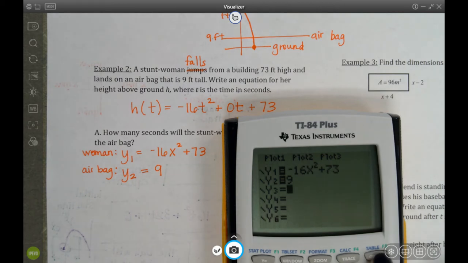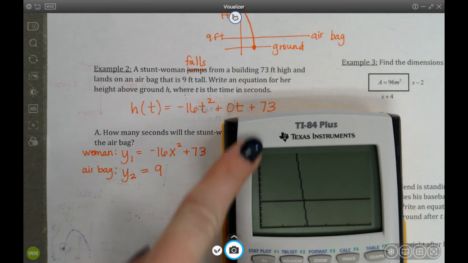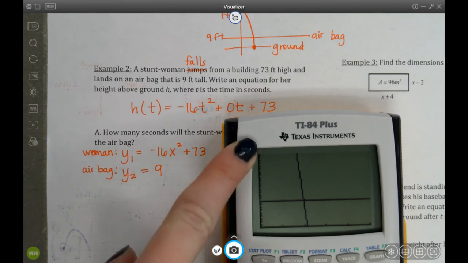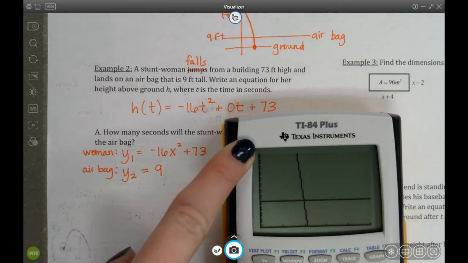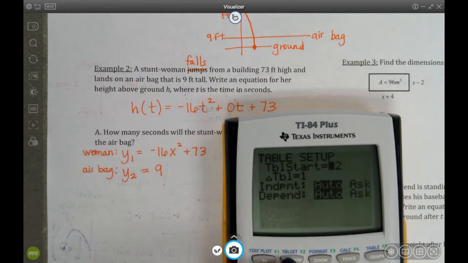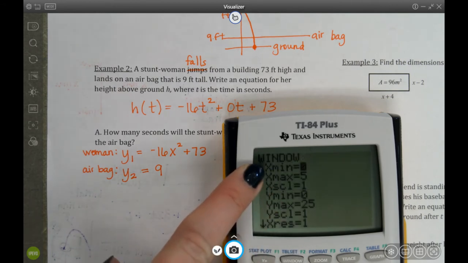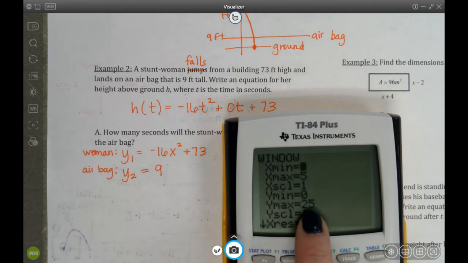Okay, and then if I hit graph, this is still my window from last time, but I can't see the top. I can't see where she starts falling. That's on my y-axis right here. So I want to make this taller so that I can see where she starts to fall. So I'm going to go to Window. And I'm going to change this Y maximum. And what do I want to change it to?